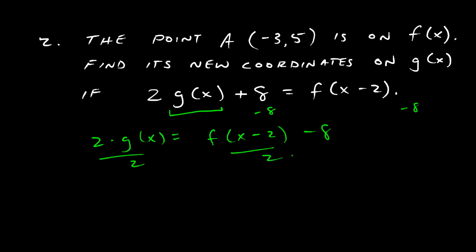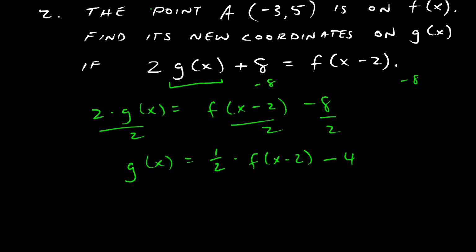And remember, division is distributive. So we're going to do it to each piece. So now we have g of x by itself. This divide by 2 is the same as multiplying by a half. And then 8 divided by 2 is 4, so we have minus 4. So now we can make the changes on that point. Let's go ahead and do that. We know that the x minus 2 is our x value, so that has to equal negative 3 because we know the output. We add 2 to both sides and we get x equals negative 1.